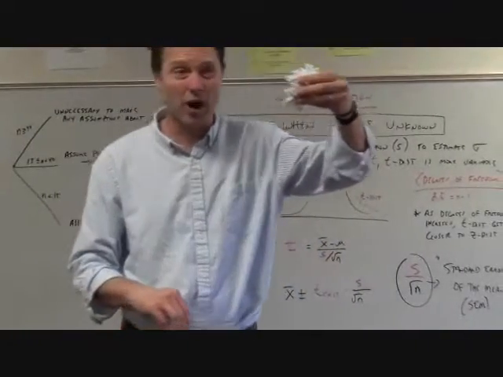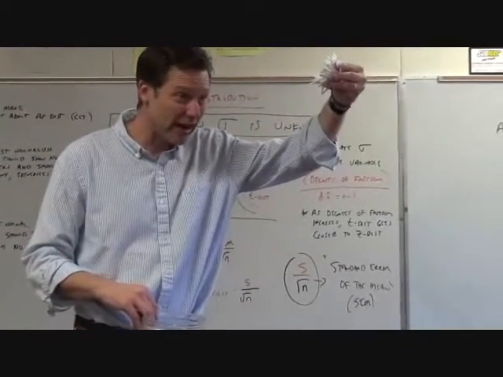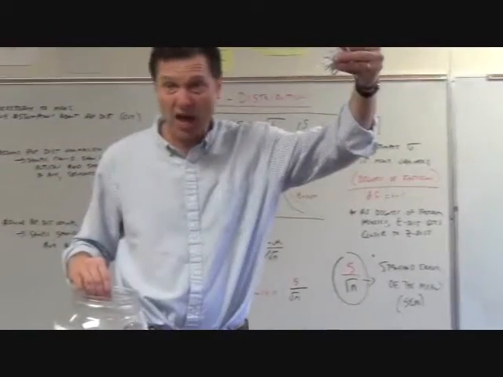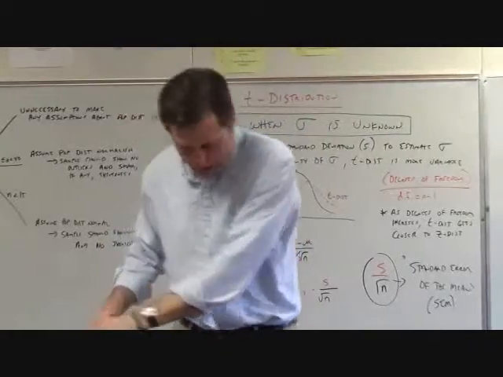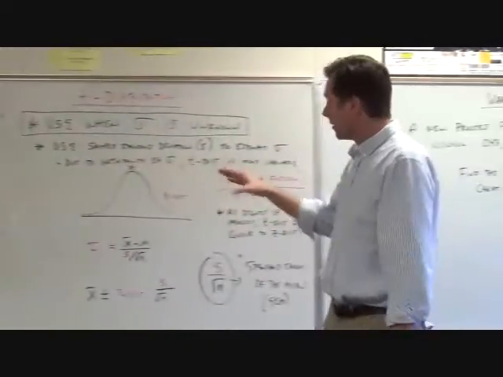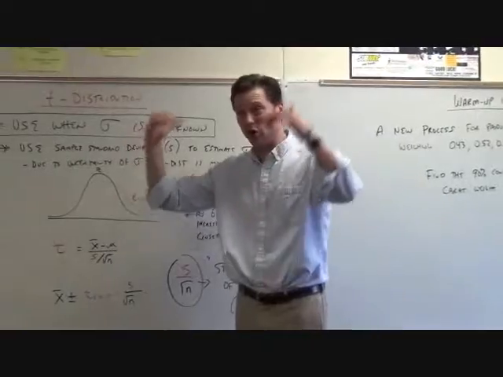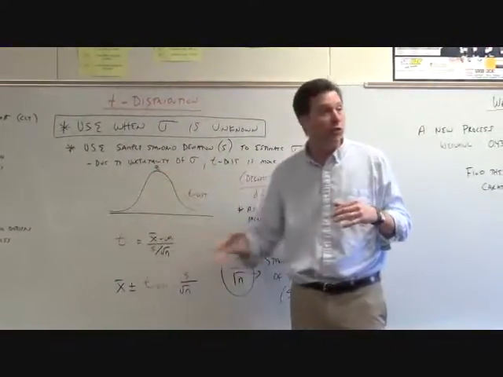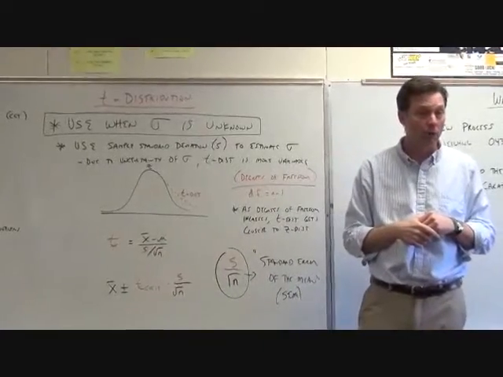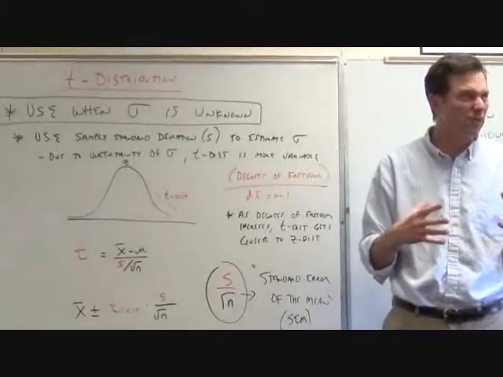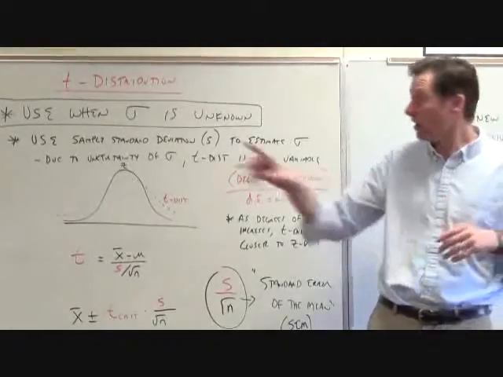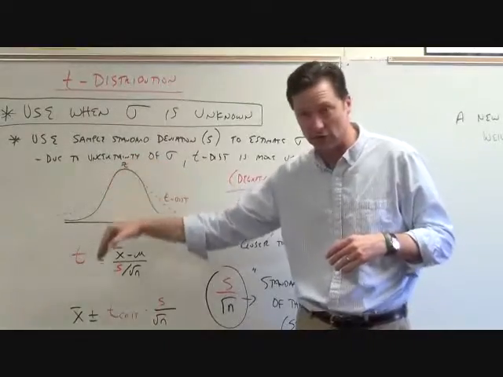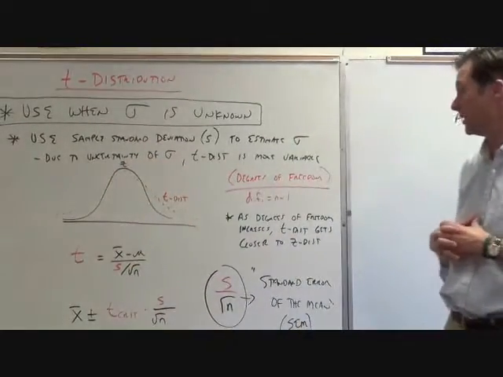Would I have a little more confidence in the sample standard deviation I got from this for predicting it all because my sample size was bigger? You bet. So the t-distribution actually moves around a little bit. This red line, the t-distribution, as you go to a larger sample size, will start getting closer and closer to the original z-distribution. So as you get a larger sample size, you have more confidence in your sample standard deviation that's estimating your population standard deviation, so the t-distribution looks more and more like your z-distribution.